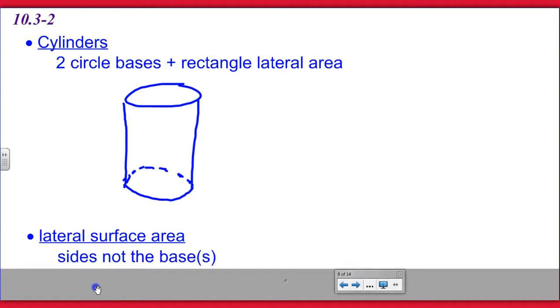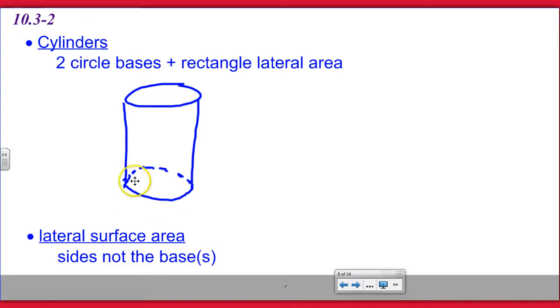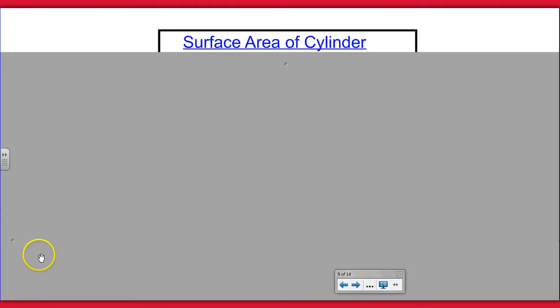It is the sides, not the bases. You will be asked a question about that in your assignment today. If you're asked to find the lateral surface, just find this outer curved surface. Don't add the bases, right? So how do we find the surface area of a cylinder?